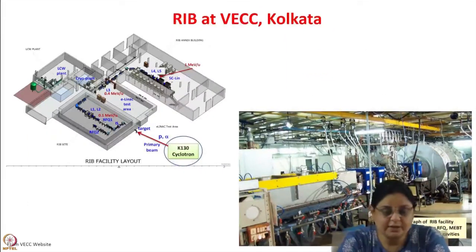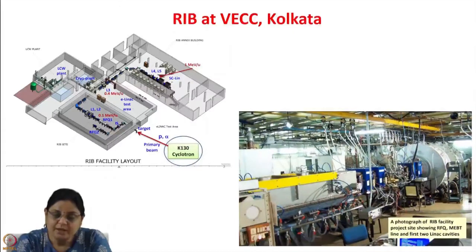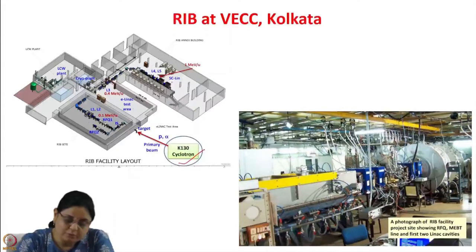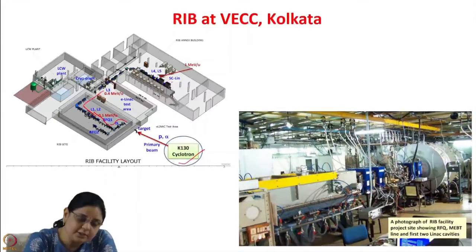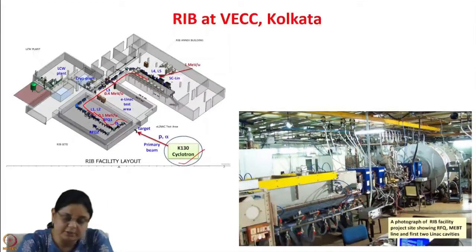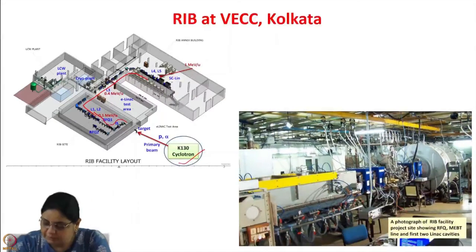Then there is this radioactive ion beam facility at VECC Kolkata. Here the cyclotron produces a proton or alpha beam, which is hit on a target, and radioactive ion beams are produced. These radioactive ion beams are further accelerated using an RFQ and IH-type DTLs to high energies for doing experiments. So here is a picture of the RIB facility.